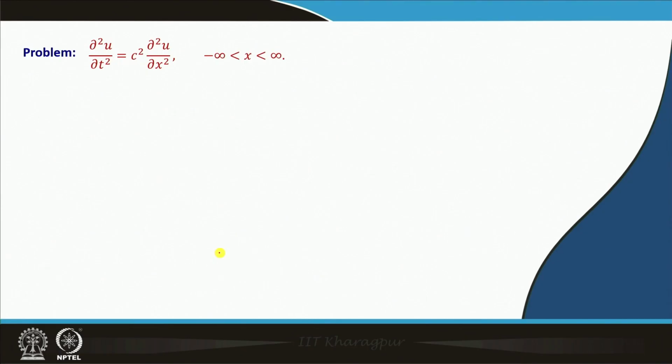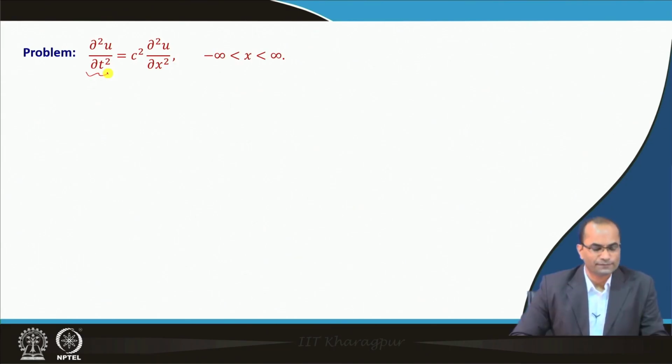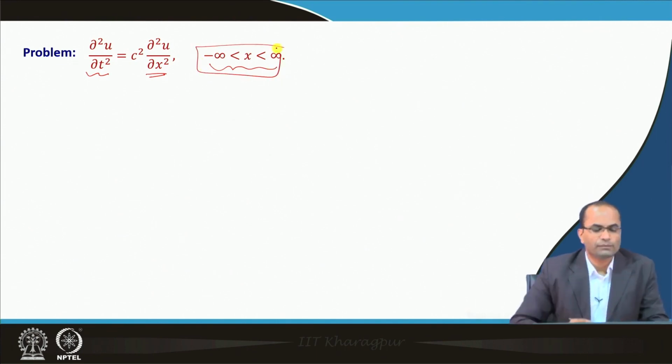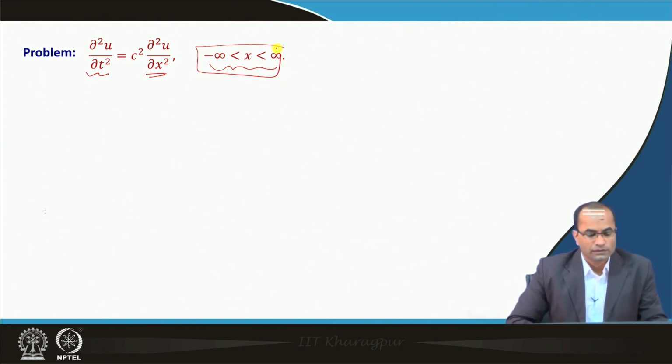So, coming to the problem on wave equation. We have this double derivative, del 2 u over del t square, equal to c square del 2 u over del x square, and the range here for x is given from minus infinity to plus infinity. So, naturally, given this range for x, we will apply the Fourier transform, not the cosine or sine transform.